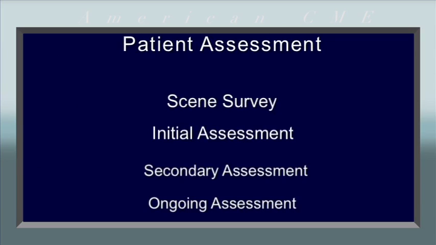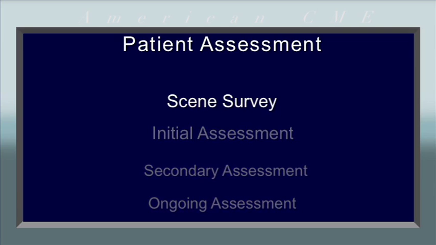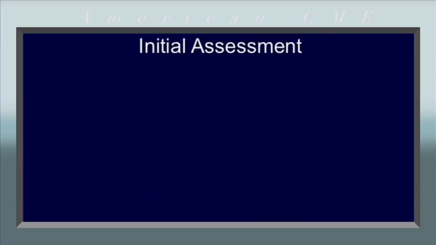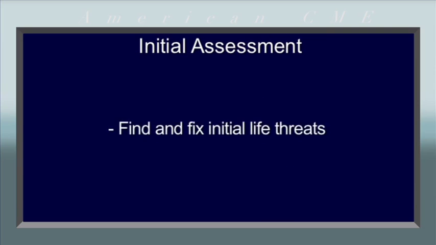Once we have completed our scene survey, we can now move on to the second component of patient assessment, the initial assessment. Scene survey helped us to identify what we have and call upon what we need to render proper care. During the initial assessment, we will find and fix life threats, if any, by taking corrective actions in order to aid our patient. Simply put, the initial assessment is an organized way to recognize and respond to potential life-threatening conditions that affect our patient.